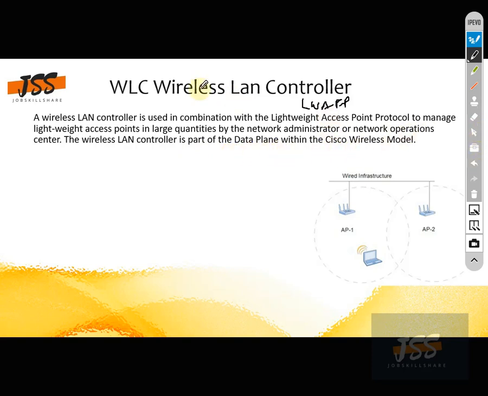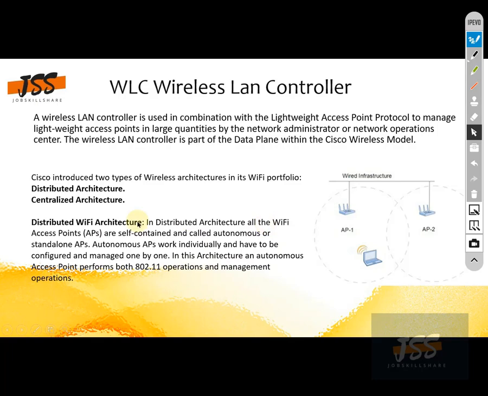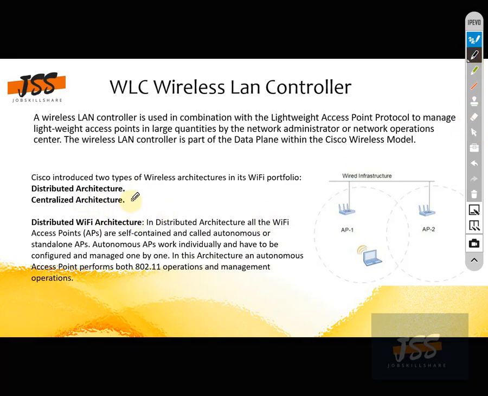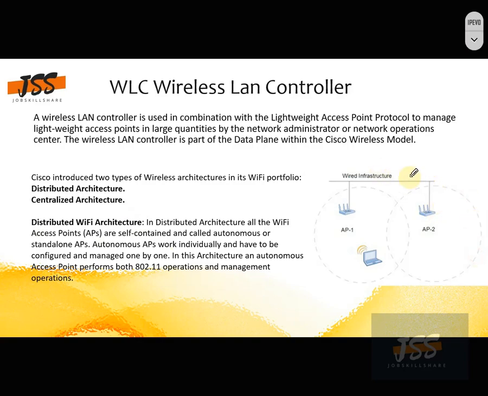So before I go to the WLC, what is it? Let me give you another example. Cisco has two kinds of architecture under WLC. One is distributed architecture, another one is centralized architecture. So what happens in distributed Wi-Fi architecture? As you can see from the diagram, how many access points do we have? Only 1 and 2.